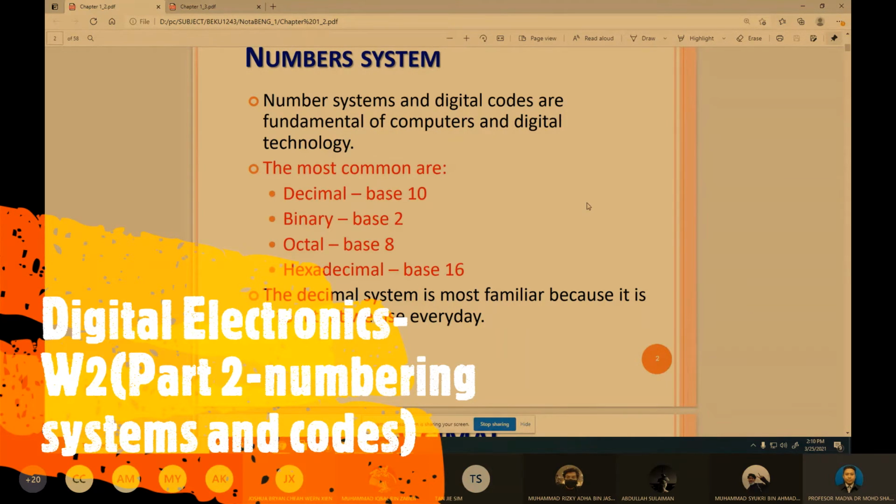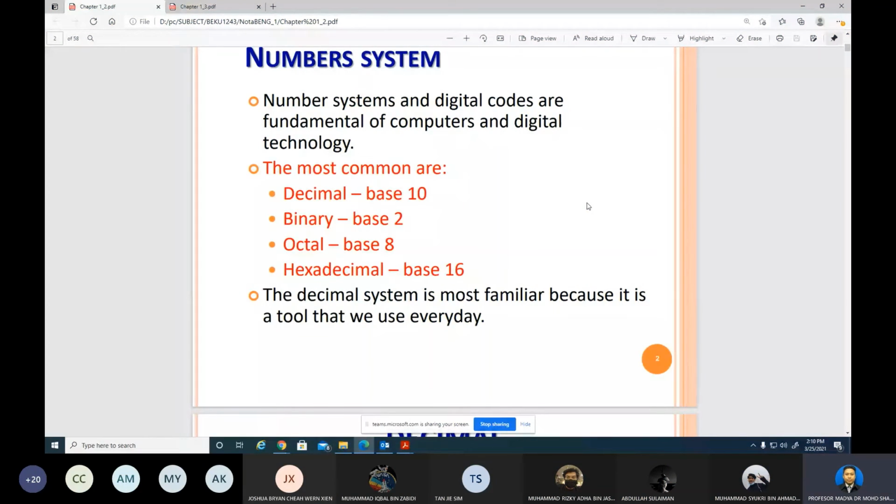And then another one we have is binary. Binary is based on 2, base 2, that means we have 1 or 0. So that is what we call binary. Or we have another one, 1 1 0 0 1 1 0. So this is called binary, based on 2, that means either 1 or 0.